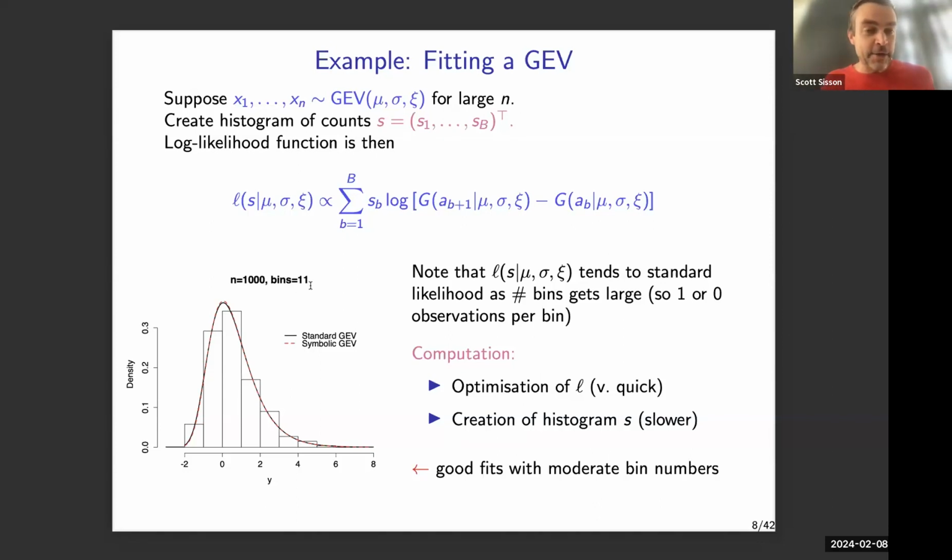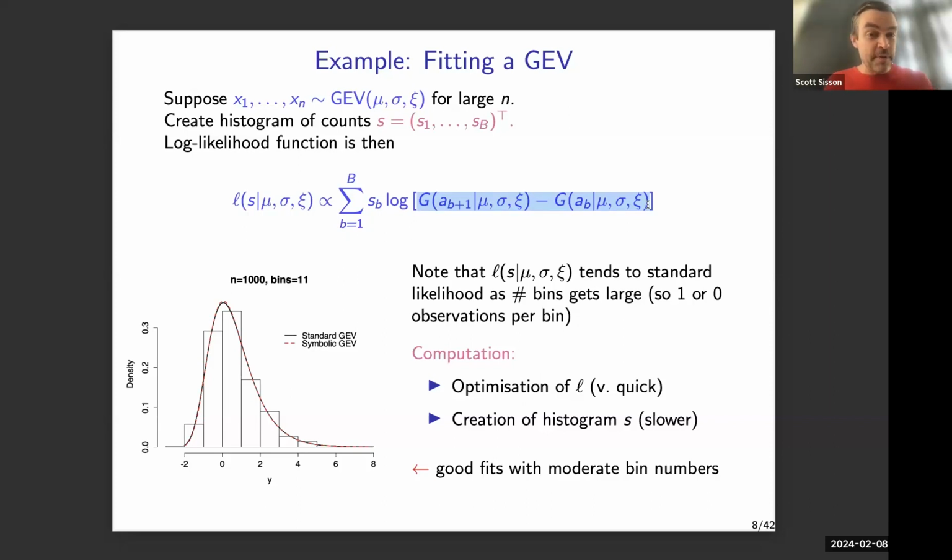So what is our log likelihood for the histogram? Well, it's the sum over the bins of the number in each bin times the log probability. And this term here, G minus G, is just the difference of 2 CDFs, and so this is the area under the density.